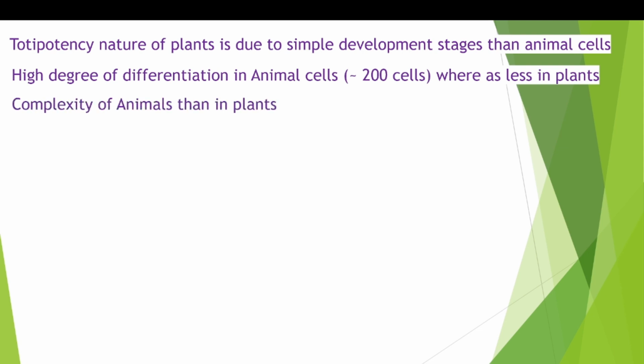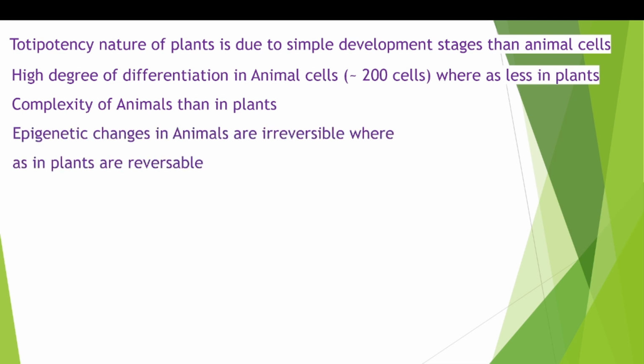And the third one is the complexity of animals compared to plants. Animals are highly complex. In animals there are several hormones, but in plants there are only five phytohormones present. Animals have so many hormones, and these hormones have an effect on the individual cells. But in plants, only five hormones are there. Because of this lower complexity also, plants can regenerate.